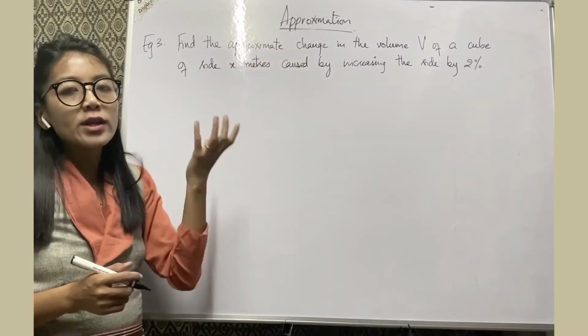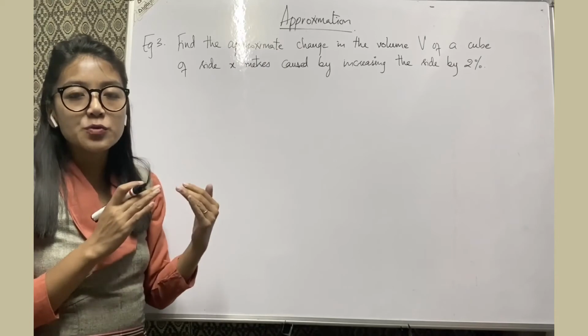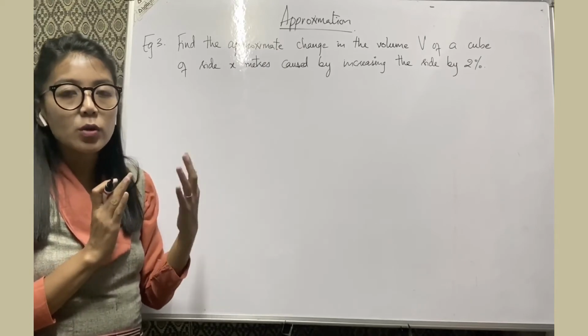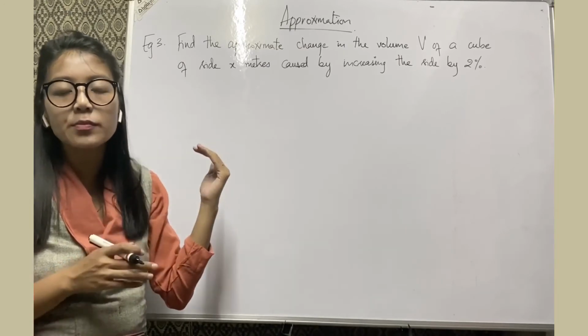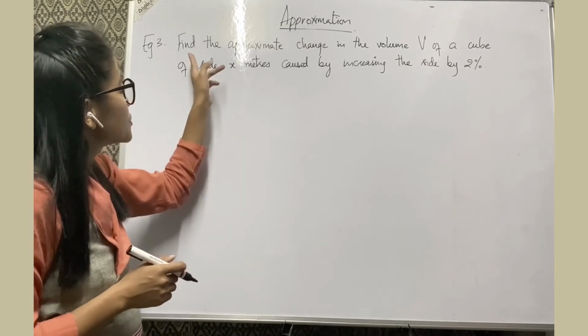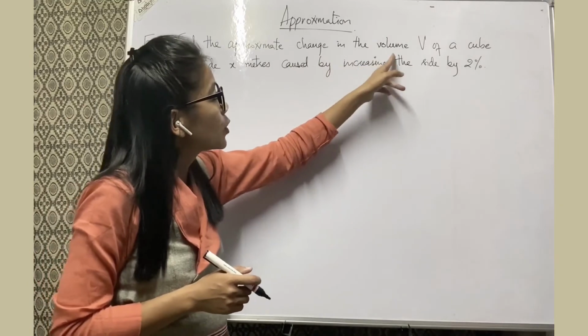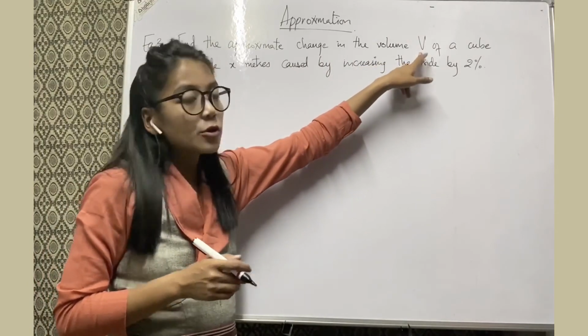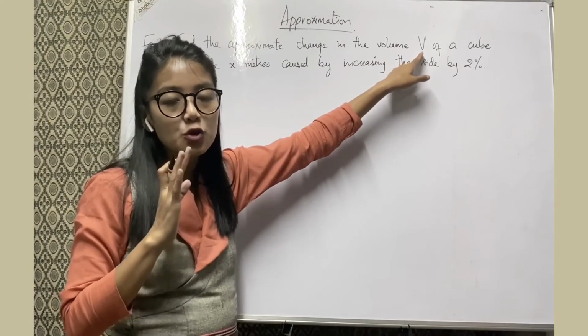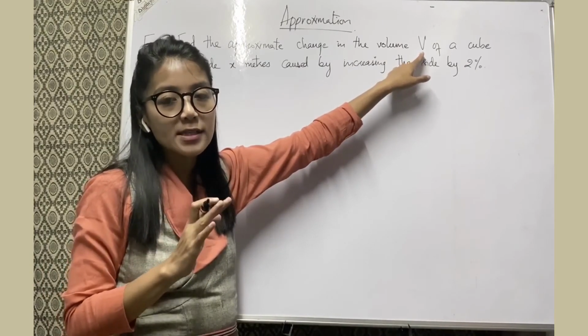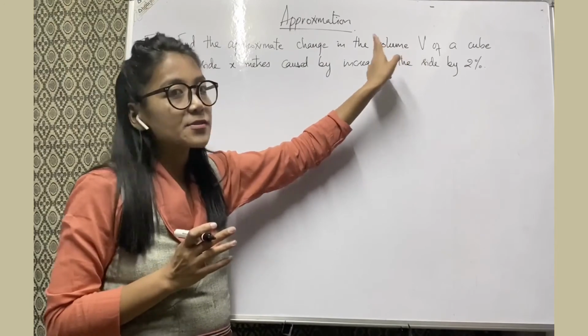Now here you are only asked to find out the approximate change, which means delta y. Only you have to find delta y. You don't have to put it back in the star which we had taken in previous two examples. So find the approximate change in the volume V. Now here your function is given as V. Volume is already defined as V, so you will not take your variable as y. Instead you will take V, since it is defined in the question.